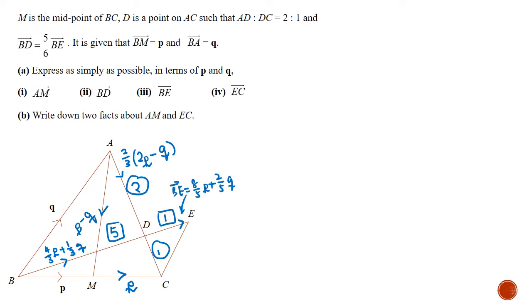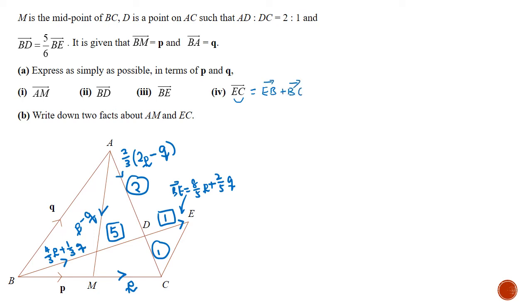The last vector we have to find is vector EC. So we have to find the most straightforward path once again from point E to point C. And we know that we can use E to B and B to C because we have all these vectors found already. So we will use vector EB plus vector BC.